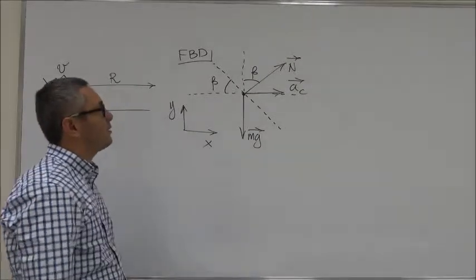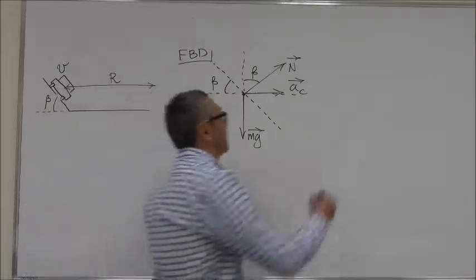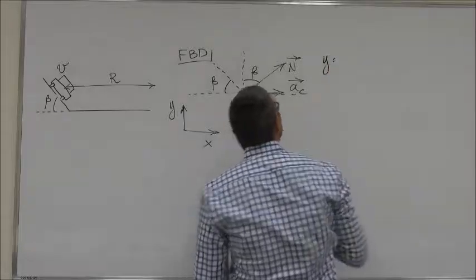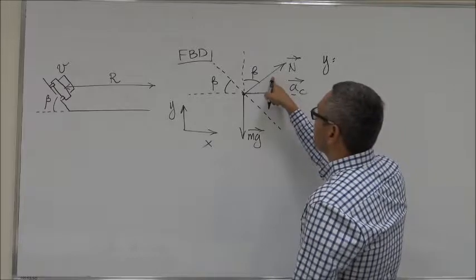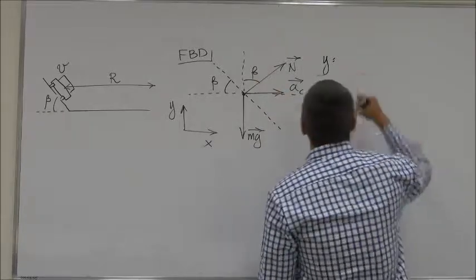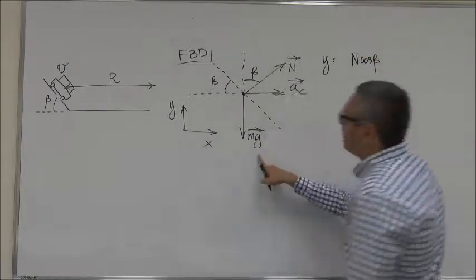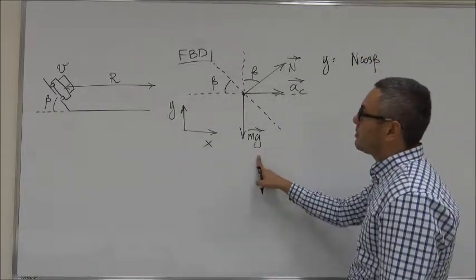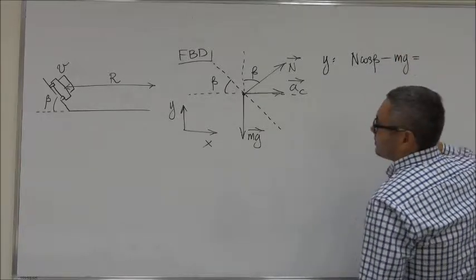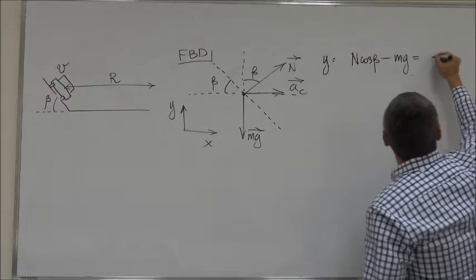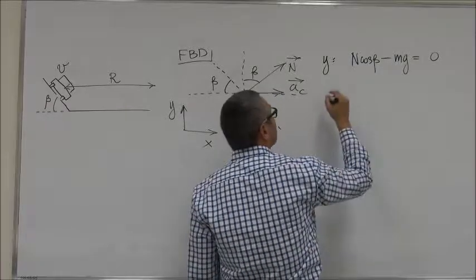Now let's write down Newton's second law for the y and x axes. Let's start with the y axis. For the y axis, we have the y component of n, which is n times cosine beta, and it's pointing upwards, so it goes with a plus. So n cosine beta. And then mg, it's pointing downwards, so it goes with the negative sign, equals mass times acceleration in the y direction, and in the y direction the acceleration is 0. So this is Newton's second law for the y axis.